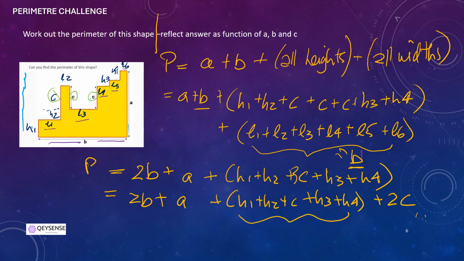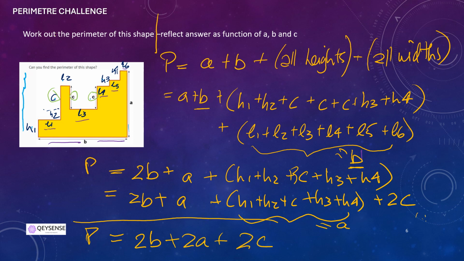And this is simply A. And therefore, we get A plus A. The perimeter just simply becomes 2B plus 2A plus 2C, which is far simpler than the equations here. So you can simplify it quite a lot if the right pattern emerges that you can bring it down to.